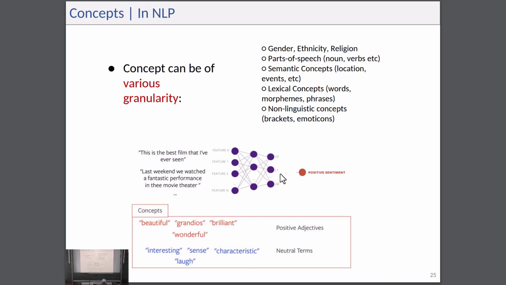So for instance, in the classical sentiment analysis task that we've been looking at so far, concepts could be, well, adjectives that are either positive, neutral, or negative. And we could test for those, meaning we're interested in finding those concepts that the model has learned in order to function the way it functions. Meaning, okay, what are the most important concepts that my model is relying on to perform this task?